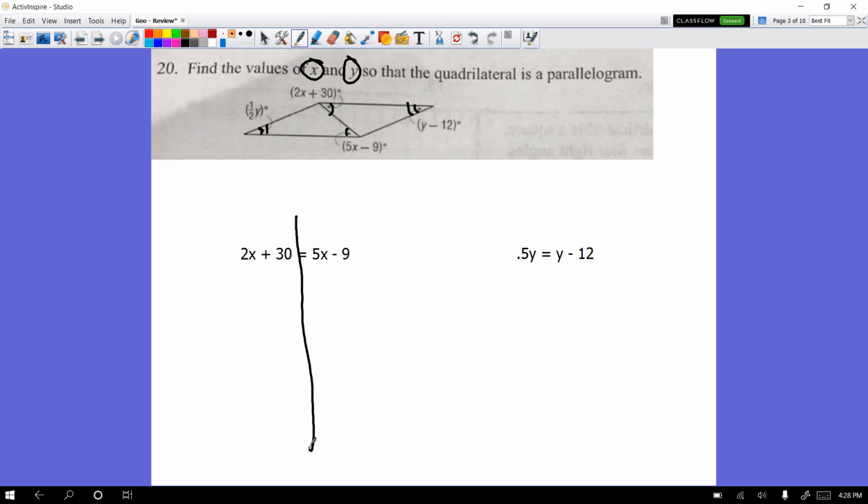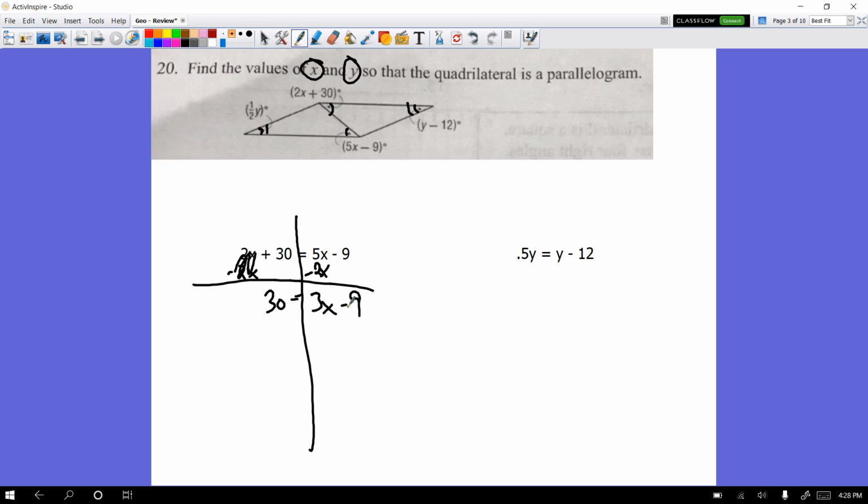My advice with multi-step equations is start with the smallest variable. The smallest variable between 2x and 5x is 2x. How do you get rid of it? Subtract it. Okay, so go ahead and process that. What we were left with was 30. 5x minus 2x gives you 3x, and then minus 9.